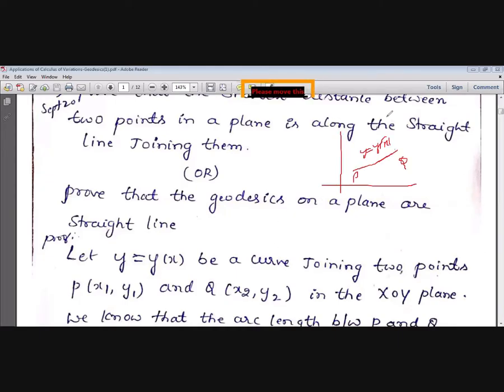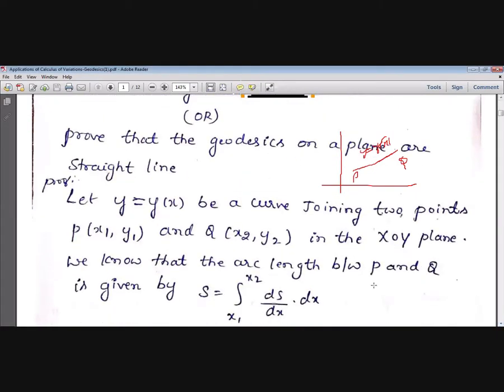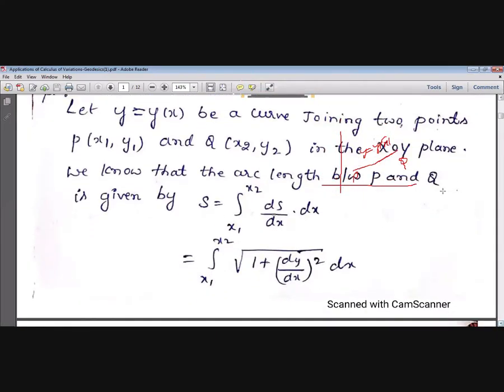So to find that, this is the xy plane. We know that the arc length between P and Q is given by S equal to integral from x1 to x2 of ds by dx dx. This is the formula to find arc length. Now what is ds by dx? ds by dx is nothing but root of 1 plus dy by dx whole square. How? I will show that.